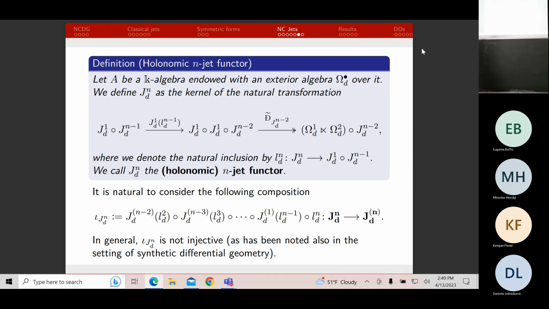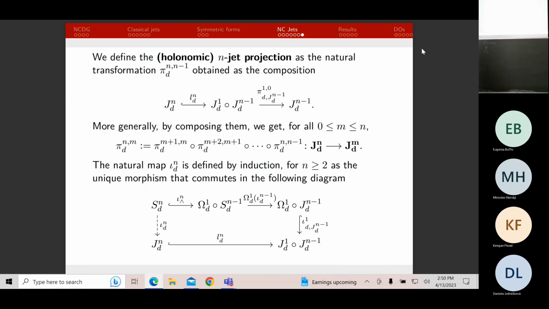Not only that, but if we compose these inclusions by forgetting at each step the relation between the first components, we obtain the map from the holonomic n-jet to the non-holonomic jet, as in the classical case. Can we define the infinity jet as well? We can. We just take the limit of the sequence, because now we have projections, we have the jets, so we take the limit. It can become problematic, but it's there. At least the definition is there. Okay.